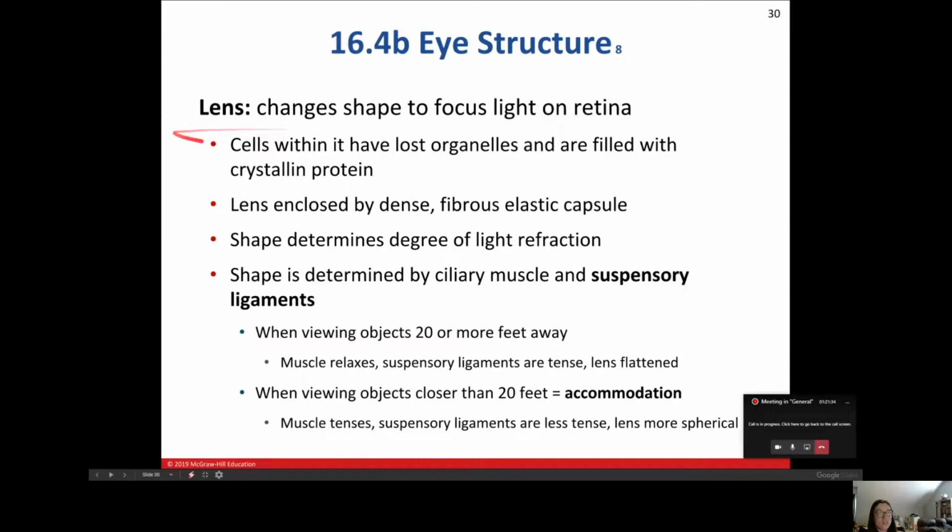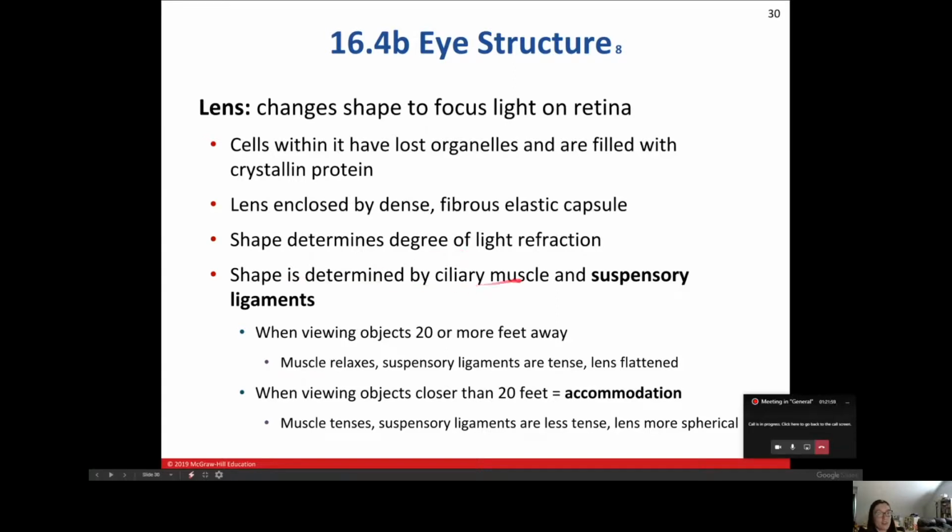This is made of cells, but it's actually very clear, and it looks kind of crystally. All these cells have lost their organelles and are filled with a crystalline protein. The lens is enclosed by a dense fibrous elastic capsule, and it can actually move. And so it should be able to bend light, and so it should be fairly clear. The shape of the lens determines how much the light is bent, and that's going to determine how it's focused on the back of your eye.